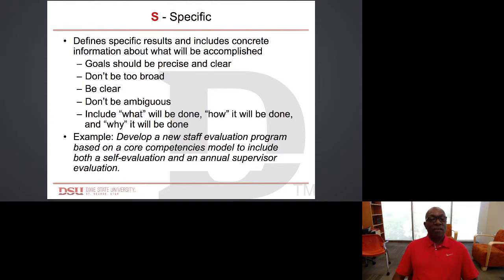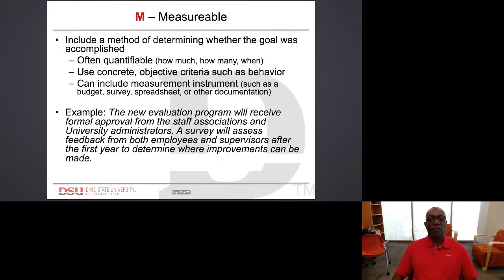S, for specific, defines specific results and includes concrete information about what will be accomplished. Goals should be precise and clear. Don't be too broad. Be clear. Don't be ambiguous. Include what will be done, how it will be done, and why it will be done. For example, develop a new staff evaluation program based on a core competency model to include both a self-evaluation and an annual supervisory evaluation.